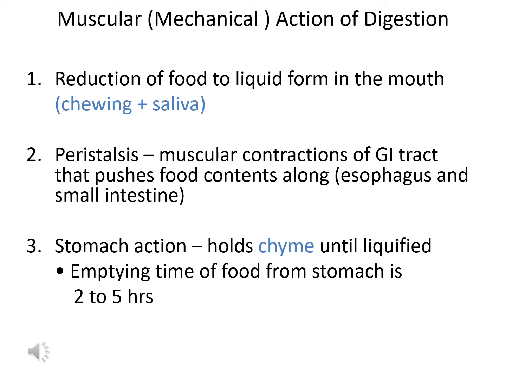The second mechanical action to note is what is known as peristalsis. And peristalsis is defined as wave-like muscular contractions of the GI tract that push its contents along.